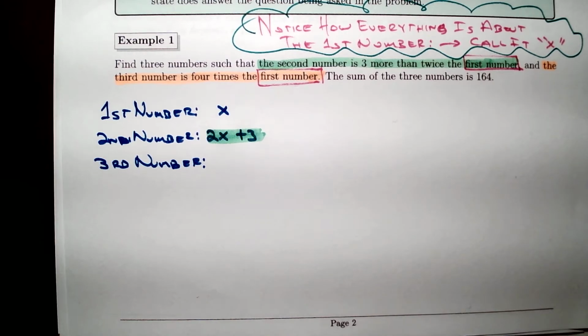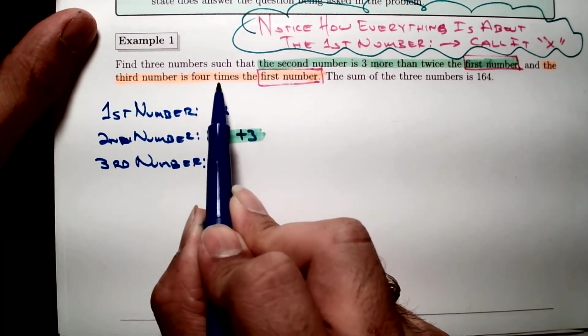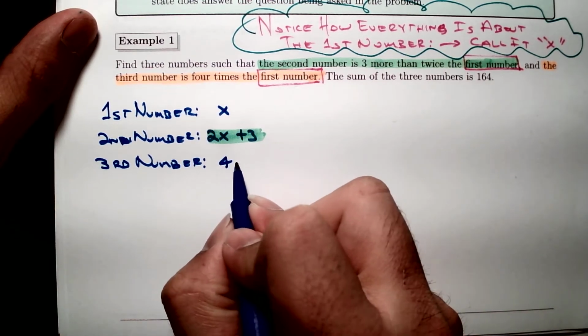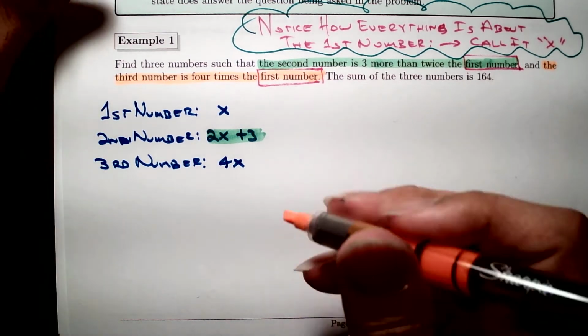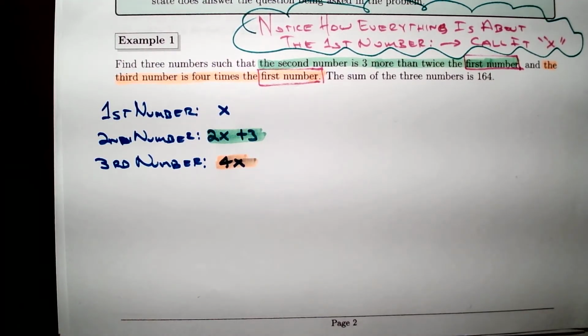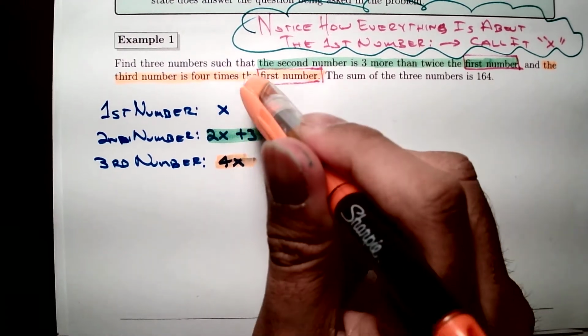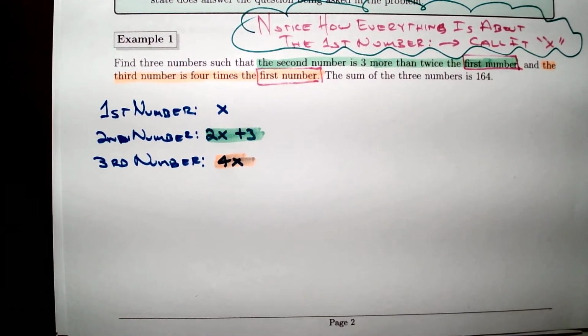I'm going to do the same in the next case. The third number is 4 times the first number, simply 4x. I'm using the same color so you can see the connection. Where is that coming from? What is the extra piece of information?